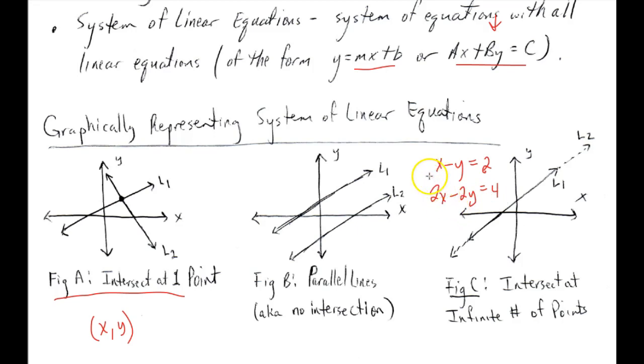In this instance, we see that the only difference between equation 1 and equation 2 is that the second equation is just the first one where both sides are multiplied by 2. In that instance, these are the same line because, of course, if we divided both sides by 2 here, we would just get x minus y equals 2, which is the same as our first equation.